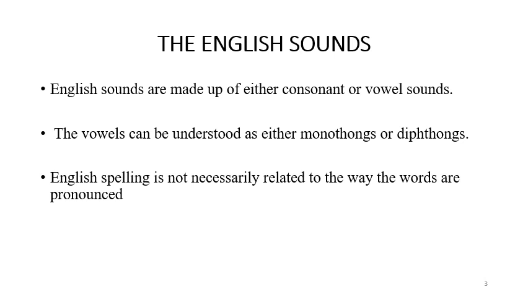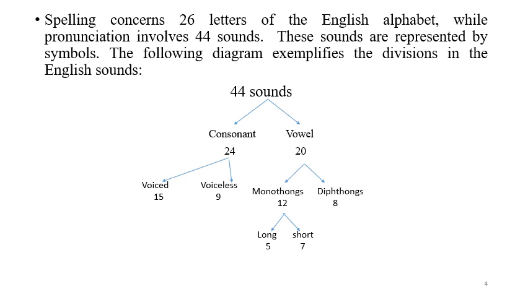And again, English spelling is not necessarily related to the way the words are pronounced. So we should take into account that the English sound system is different from the alphabet system. However, they are related. The English sound system is a practical representation of what we pronounce, not what we write. While the English alphabet consists of 26 letters, English has 24 consonant sounds. And while we have 5 vowel letters in the English alphabet, there are 20 vowel sounds in pronunciation, that is, in the English sound system. Jointly put, there are 44 sounds in the English sound system.